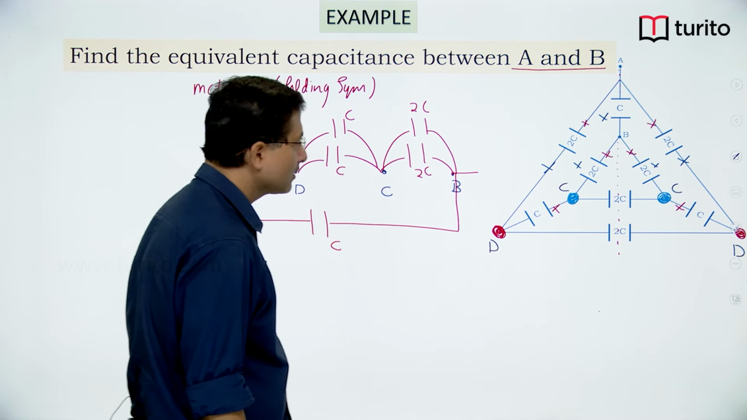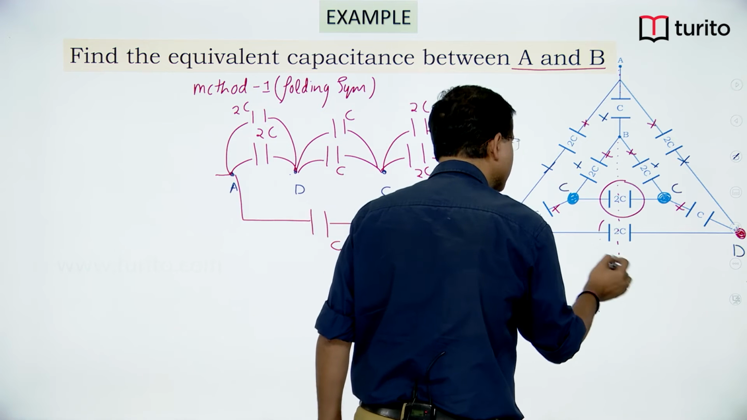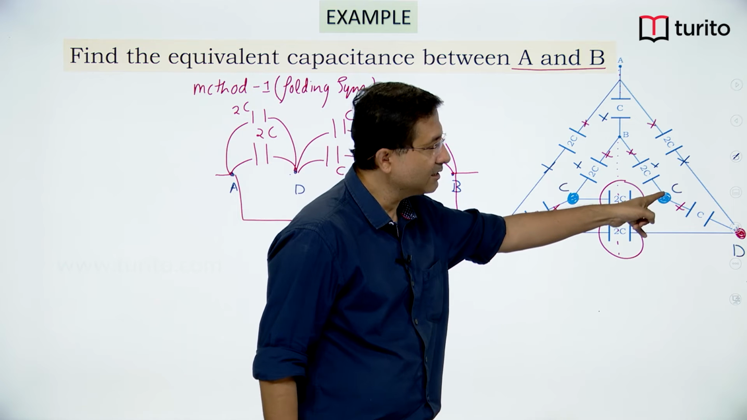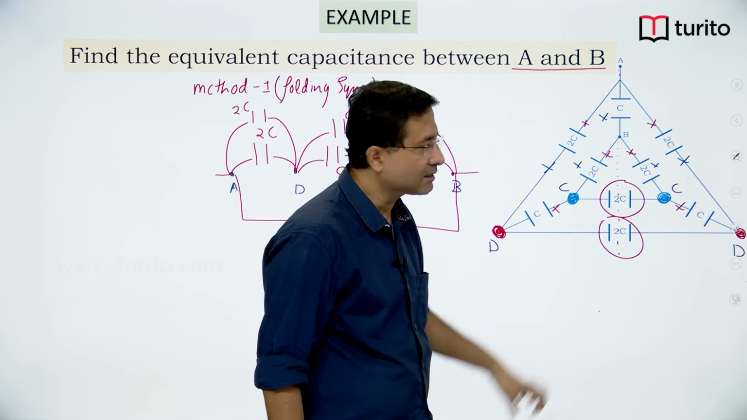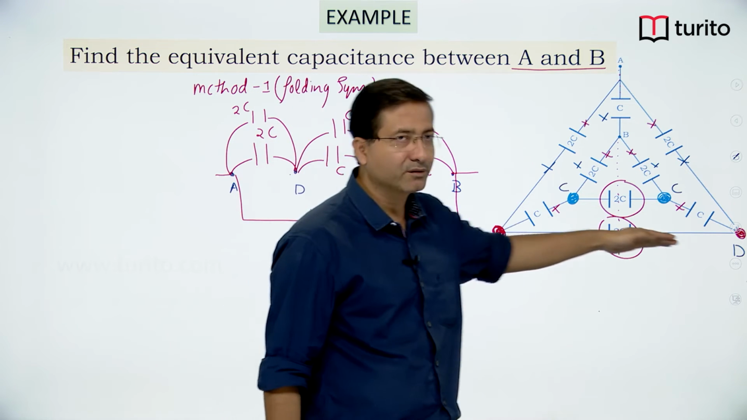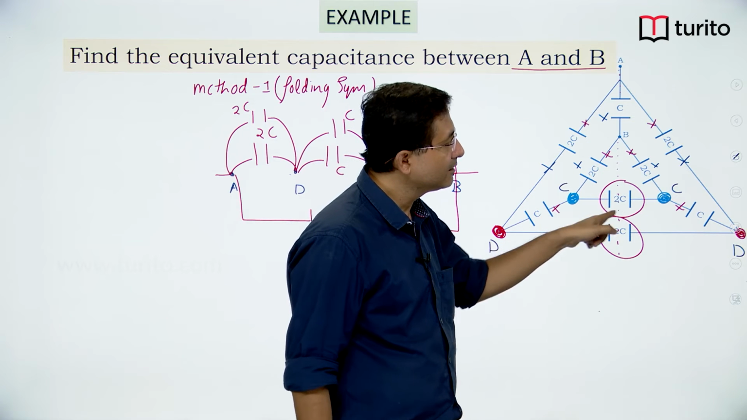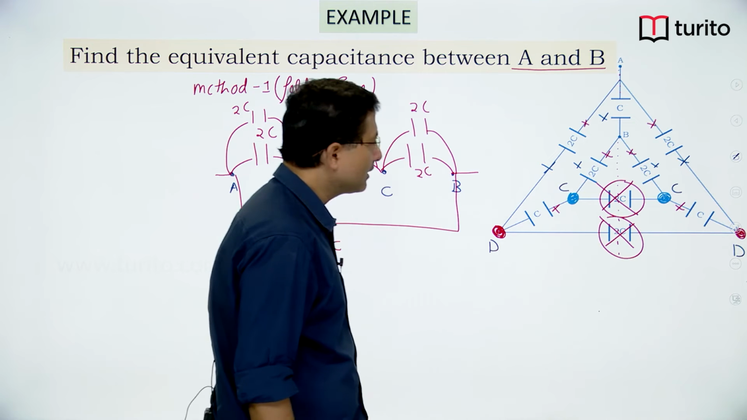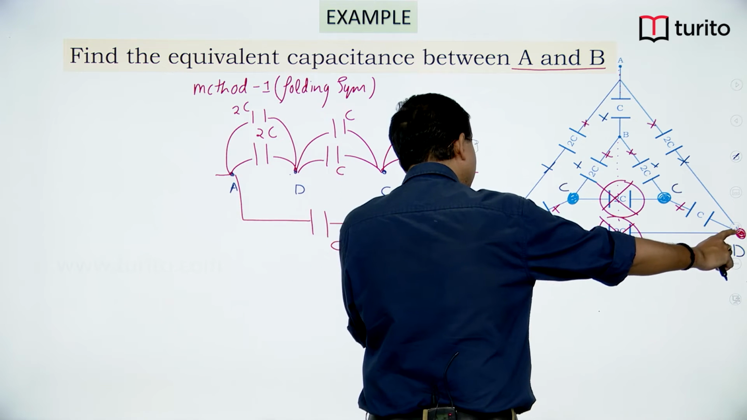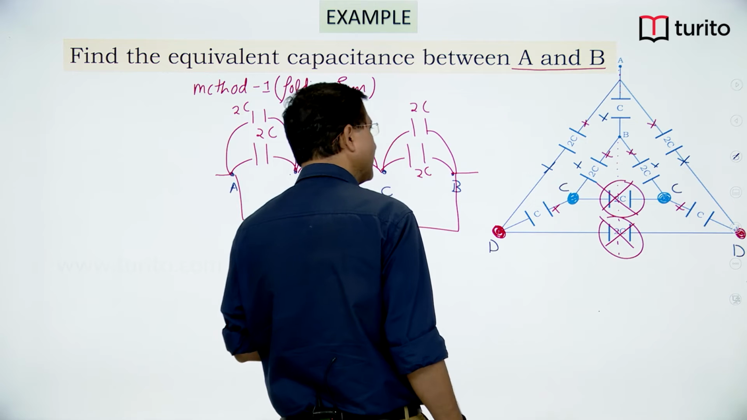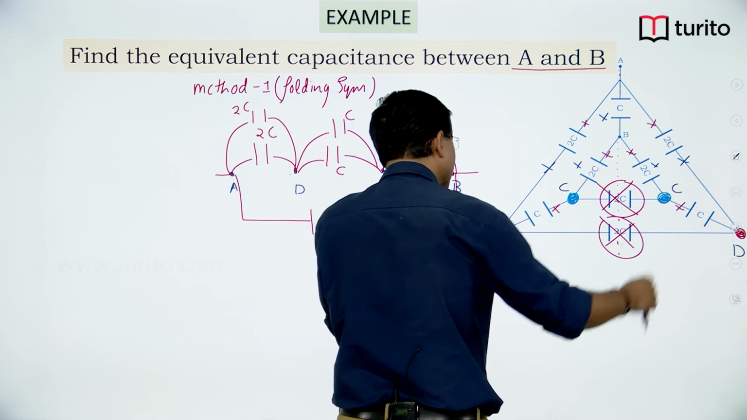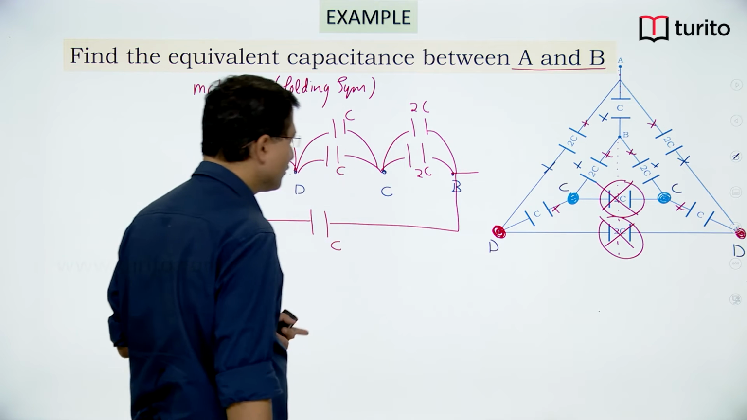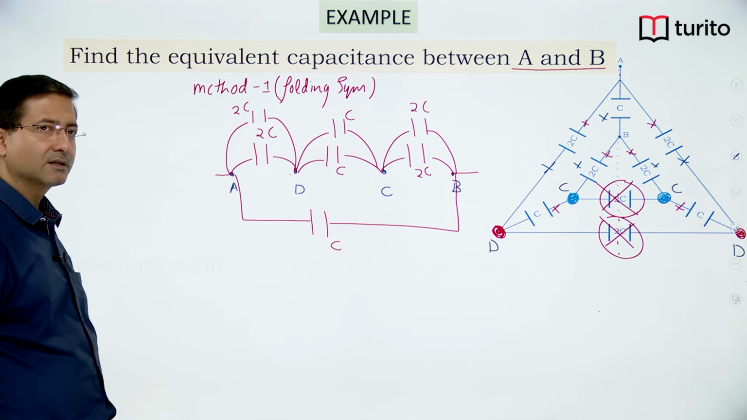Now comes this 2C and this 2C. As the potential here and here are the same, there is no role of this capacitor and this capacitor because charge flows through potential difference. As the difference is not there, there is no role of this capacitor. So I can remove this capacitor, I can remove this capacitor, right. Between D and D one capacitor is connected. As there is no potential difference, these two are at the same potential. From folding symmetry I can say no role of these two capacitors. So I will remove those two capacitors. This is the circuit I am getting.